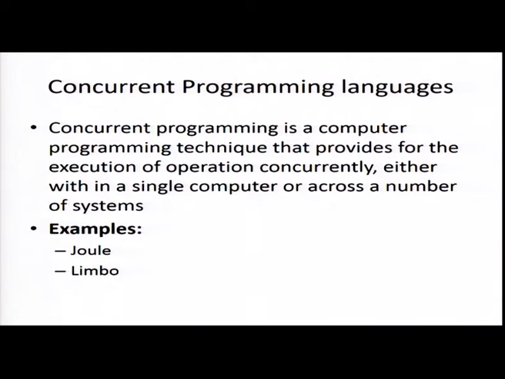Concurrent programming is a computer programming technique that provides for the execution of operations concurrently, either within a single computer or across a number of systems, if it has been networked. Such a kind of working you call concurrent programming languages. The examples are Joule and Limbo.